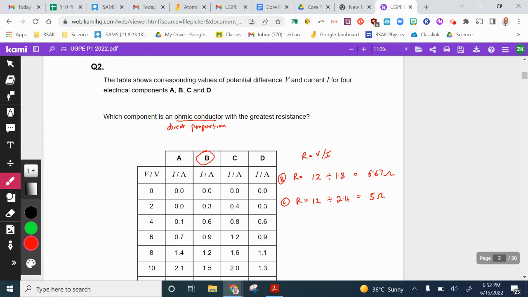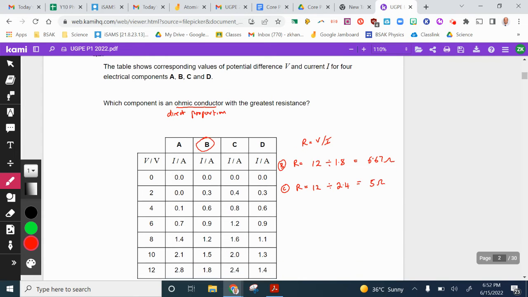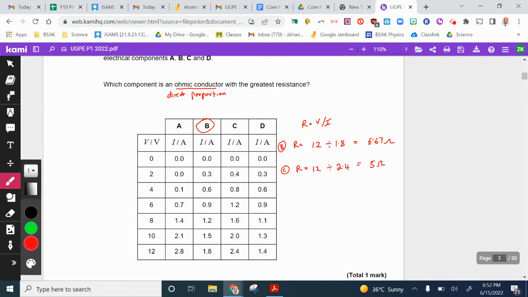So we're looking for two things. It's an ohmic conductor, so that means it obeys Ohm's law. That means that the potential difference is directly proportional to the current. So that means that the proportion in which the voltage goes up is the same proportion in which the current goes up. So if you have a look here, the voltage is jumping by 2, 4, 6, 8, 10, 12. So the current should jump in equal jumps as well.